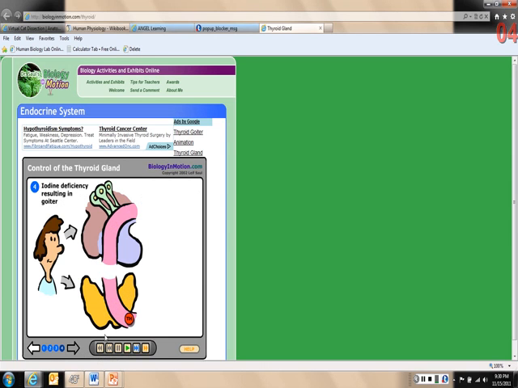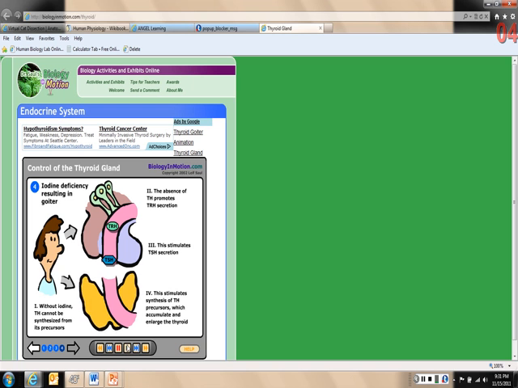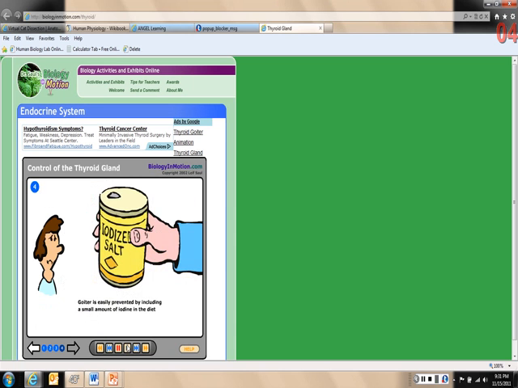Looking at iodine deficiency resulting in goiter, without iodine, thyroid hormone cannot be synthesized from its precursors. The absence of thyroid hormone promotes TRH secretion. This stimulates TSH secretion. This stimulates the synthesis of thyroid hormone precursors, which accumulate and enlarge the thyroid gland. Goiter is easily prevented by including a small amount of iodine in the diet.